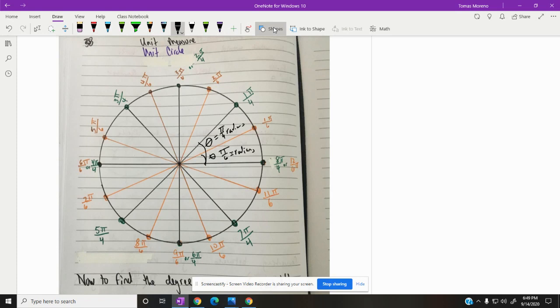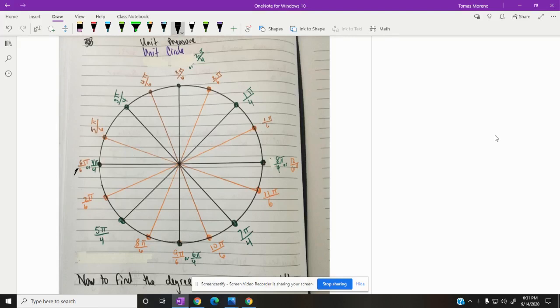Now, where did all these numbers come from? That's what we're going to get into right now. We're going to get into where these numbers came from, and hopefully the way I am telling you, it's easy to understand and follow along.